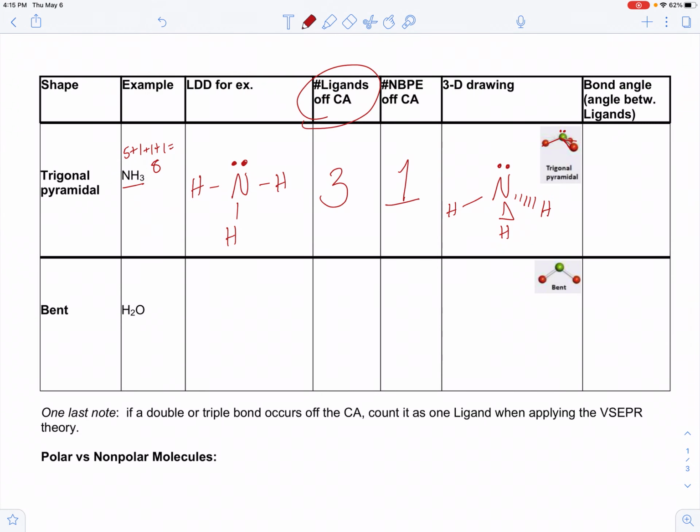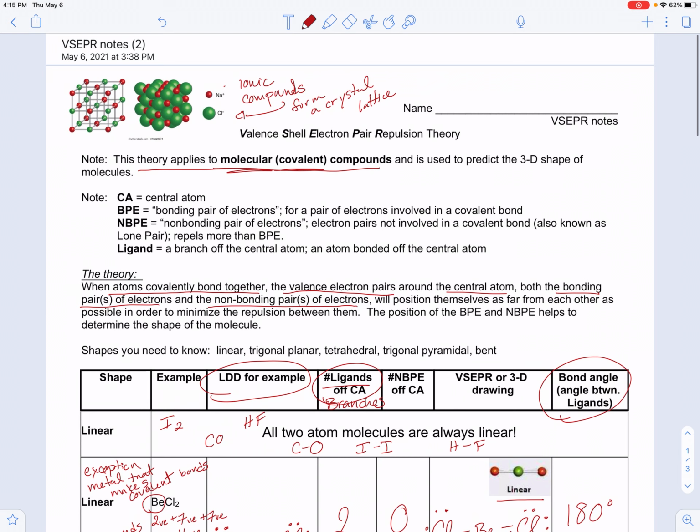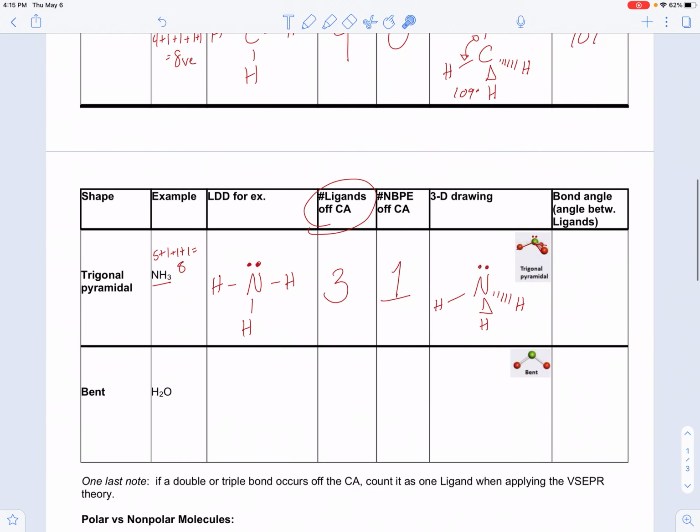But what ends up happening, and if you look back at our notes, you'll see that non-bonding pairs of electrons repel more than bonding pairs of electrons. And this becomes really important because if these electrons on here had been a regular branch, then these all repel equally. But these actually repel more. So these are going to push these branches even closer together.